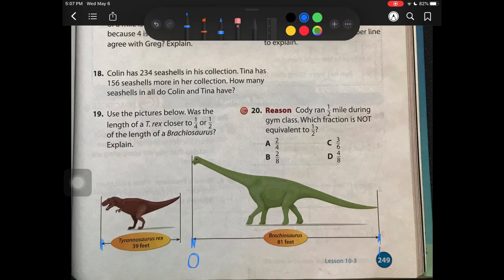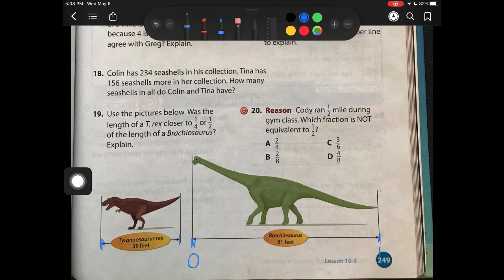And now we have our Tyrannosaurus Rex, and it's about that long. Okay. Now, I wish I could just copy and paste T-Rex and move him over, and we could see kind of how long this is. But what other information do we have here? I see that the Brachiosaurus is 81 feet, and the Tyrannosaurus Rex is 39 feet.